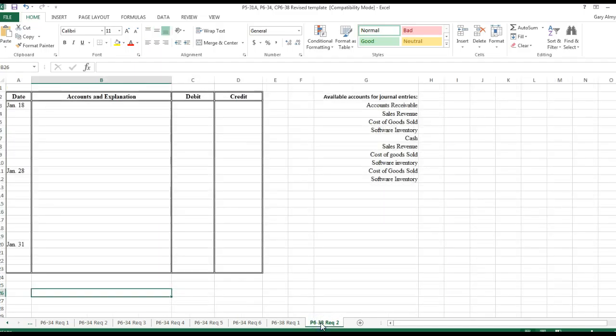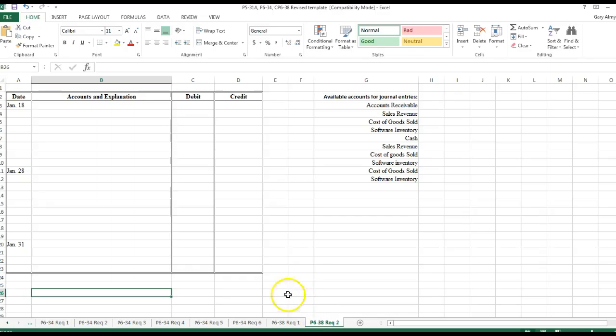Requirement 2 says journalize the transactions for January 18th, January 28th, and the 31st. So these are just regular journal transactions that you're going to be recording here. But if you've read the textbook, you'll know that every time you sell inventory, every time you sell a product, you have to make 2 journal entries. You have to record the actual sale, and then you have to record the effect on inventory.